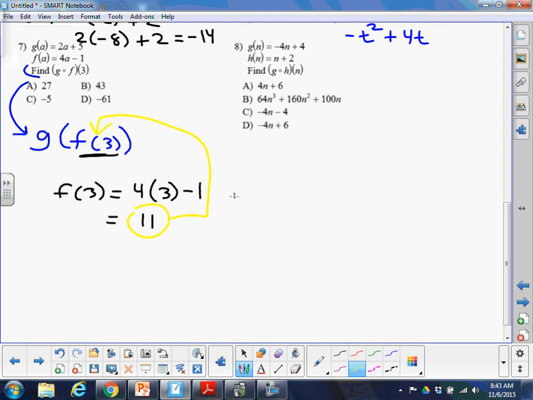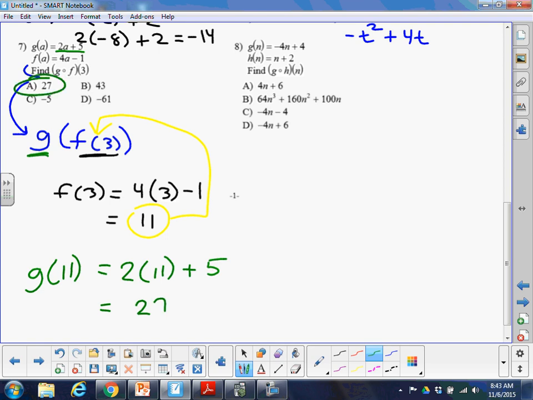f of 3 is 11, so we're going to now find g of that. So I'm basically taking this answer and plugging it into g now. So g of 11, the rule for g is 2 times the value plus 5. Okay, so 22 plus 5, 27 for that one. Okay, so that was composition of functions when given a specific value. Number 8 is composition of functions, but for a general value. They're not telling you what to use for n here. So again, I would think of this as g of h of n.